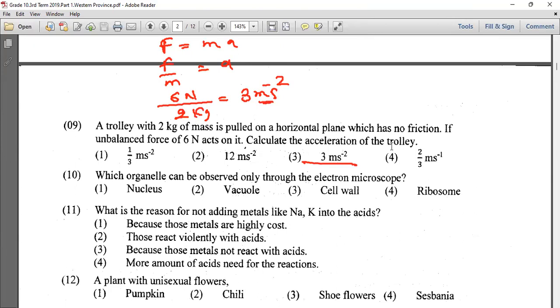Which organelle can be only observed through the electron microscope? When you have spoken about the observation of plant cells and animal cells through the compound light microscope, if you were there for the revision grade 10 class recently, you should have seen those, right? When you observe a plant cell or an animal cell under the compound light microscope, you can simply identify the nucleus of the plant cell and the animal cell, right?